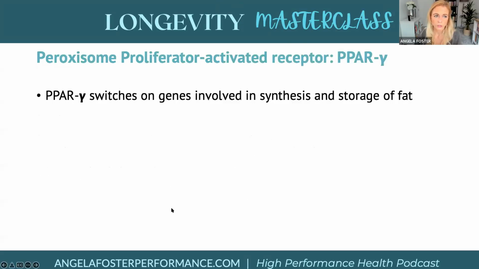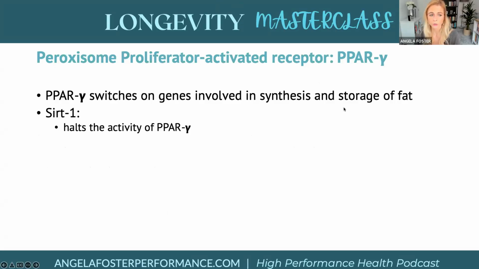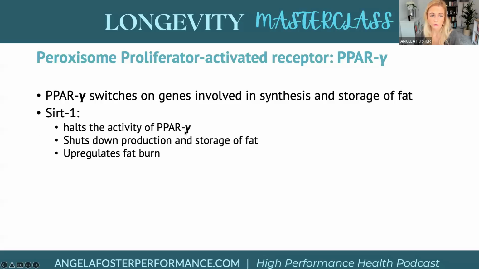So there's another one called PPAR gamma, which switches on the genes involved in the synthesis and storage of fat. Some people are more genetically sensitive, so they're more likely to store fat, particularly in response to elevated blood sugar, and also if they're having too much fat for them in their diet. SIRT1 halts the activity of this and shuts down that production and storage of fat. It upregulates fat burn. So again, it's another mechanism through which it can help you.